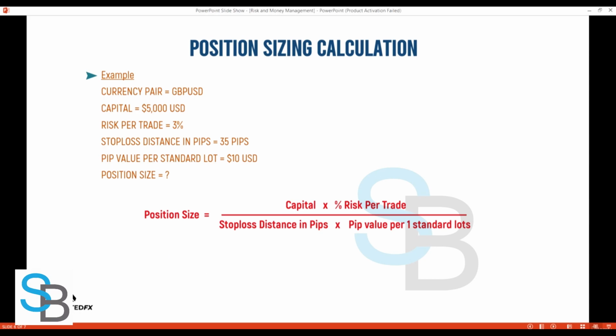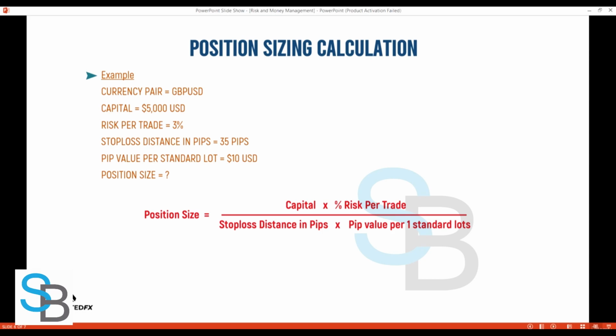And fortunately, you don't have to do this calculation whenever you want to enter a trade. Why did I say so? Because there are apps that can do this calculation for you very easily. So you don't have to always do this calculation before you enter trades. Okay, so we are going to look at one of the apps very soon.